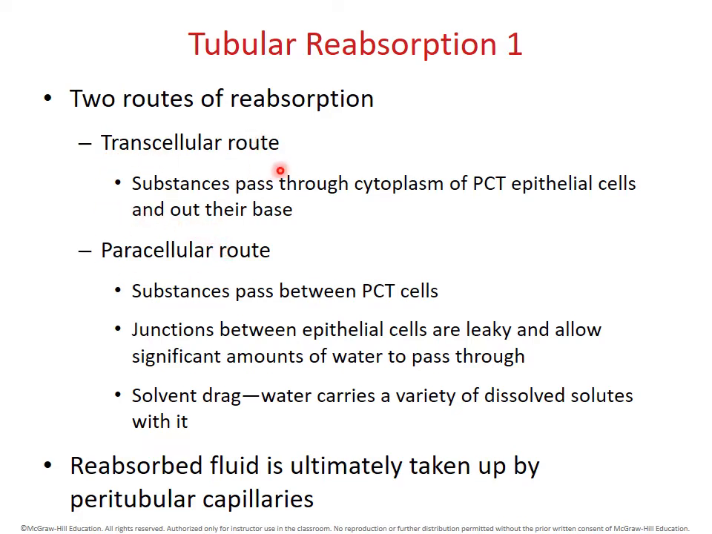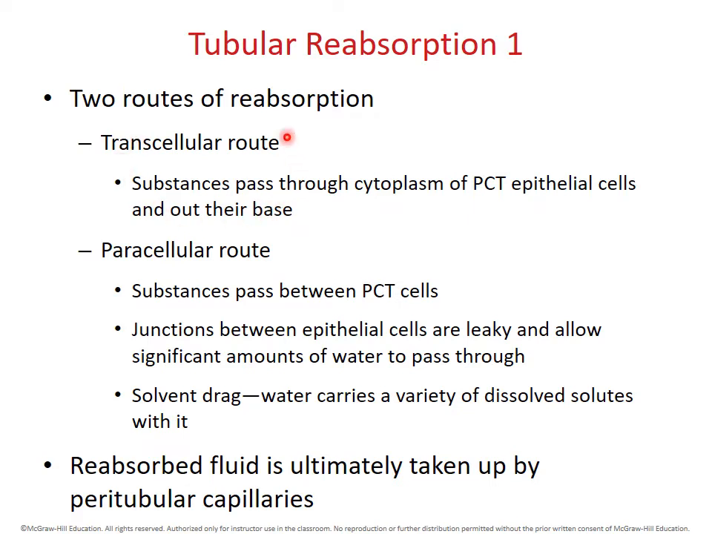The transcellular route is when substances move through the cuboidal cells lining the proximal convoluted tubule. And by through, what I mean is they have to pass through their microvilli, the membrane of the microvilli on the luminal side, pass through the cytoplasm, and then pass out of the epithelial cell on the other side, the basal lamina or basement membrane side.